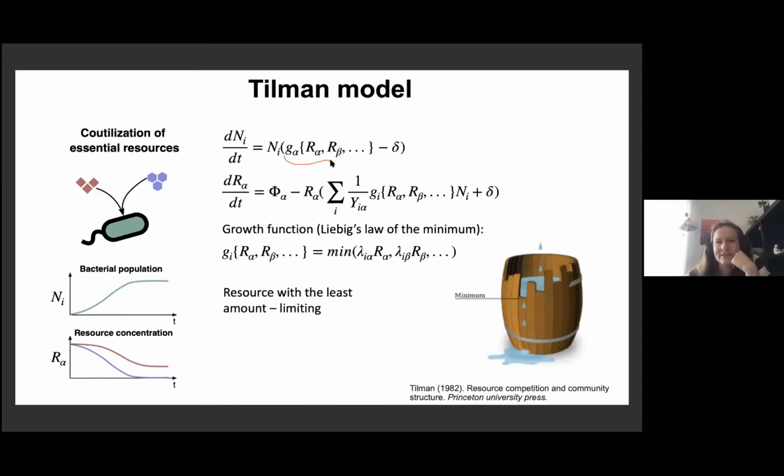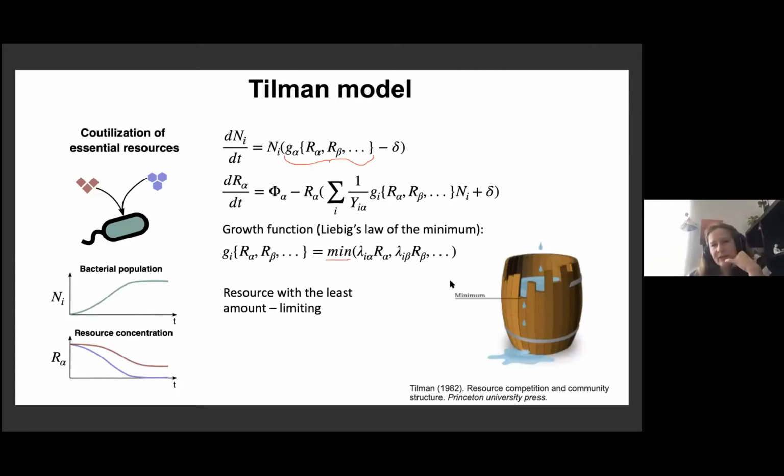It's just like, here is an abstract form for some growth function that should depend on all of the essential resources. And then you also have this consumption term for all of these resources. And the simplest function that people typically use in this literature is the min function.